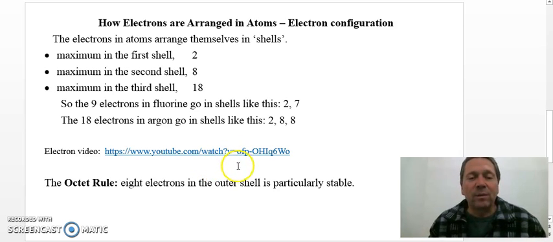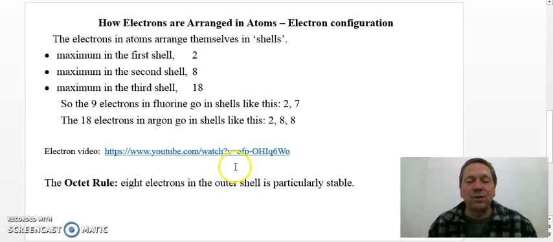Now onto our main topic, which is how the electrons are arranged in atoms. That's called the electronic configuration. The electrons in atoms arrange themselves in shells. The maximum number of electrons you can have in the first shell is just 2.